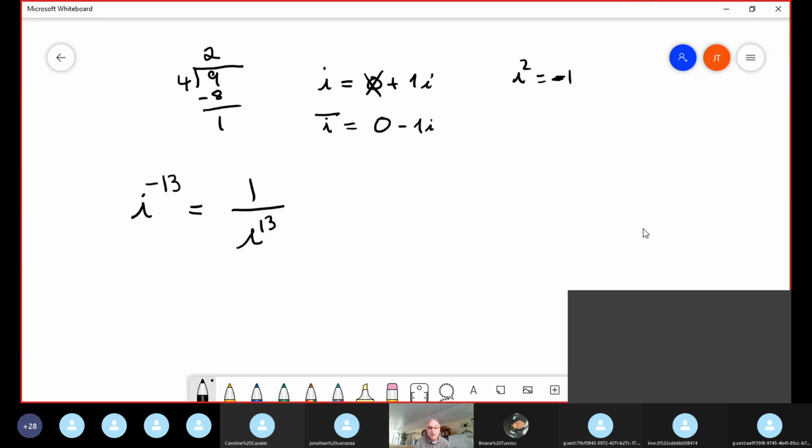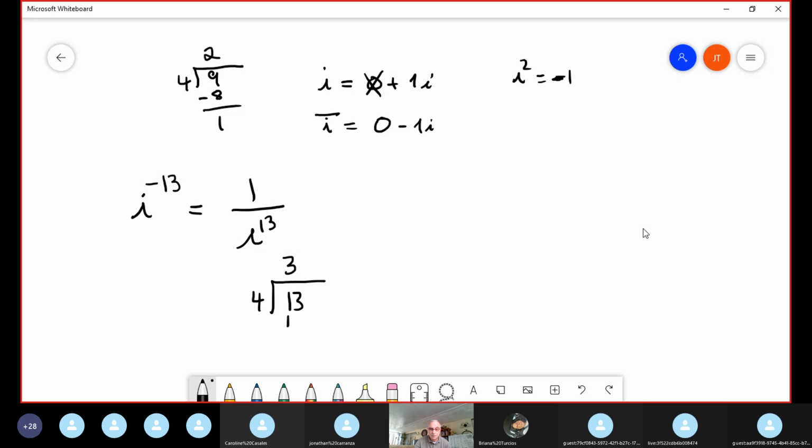After that, I focus on i to the 13. 13 divided by 4, like in the last class. It's 3, it's 12, remainder 1. So I discover that this is equivalent to 1 over i to the 1 power, which by the way is invisible. Where did I come from? This one is this one.